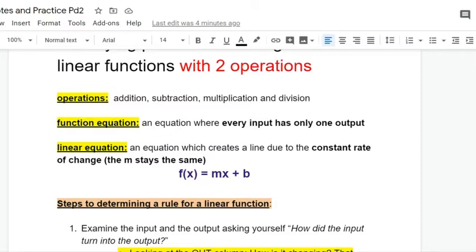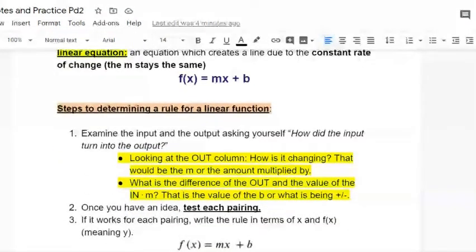Steps to determining a rule from a linear function is to examine the input to the output, asking how did the input turn into the output. So remember, the input is the given, it is the independent variable, and we create the output from that using our function machine. So yesterday we started doing these things, which are highlighted in your notes, so let's read it together. Looking at the out column, how is it changing?